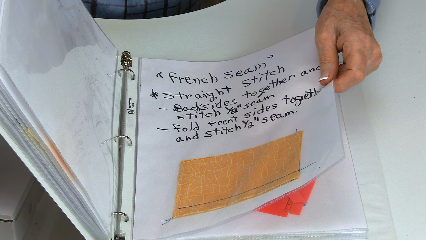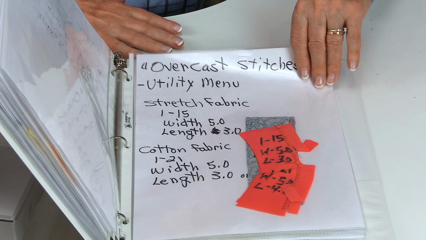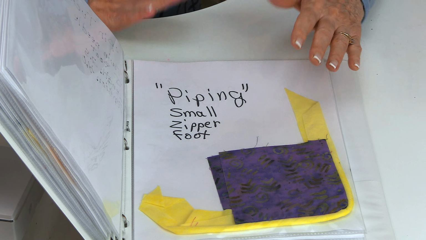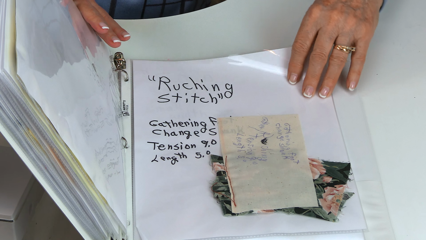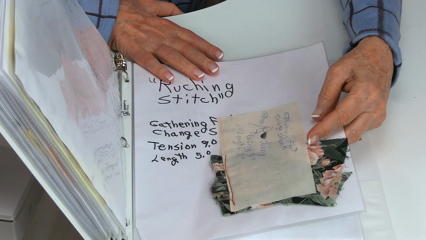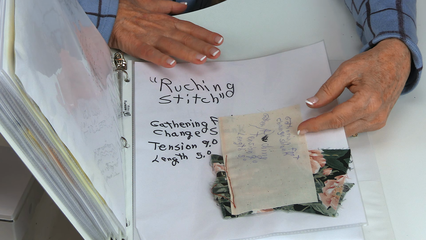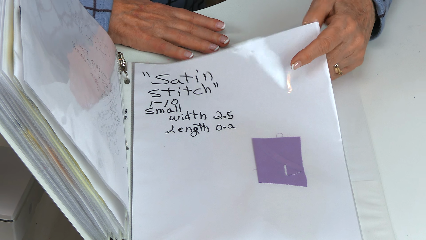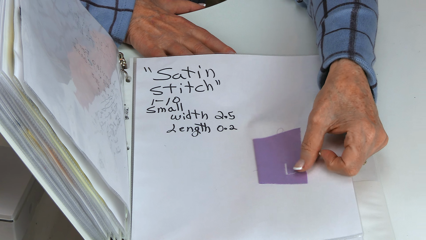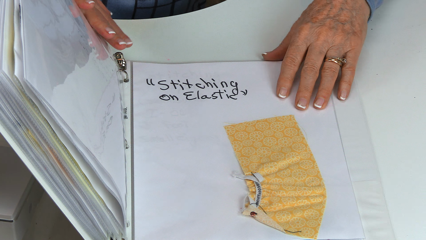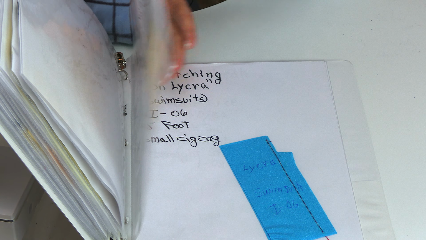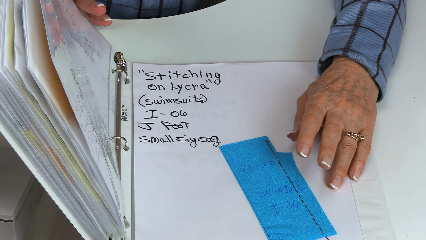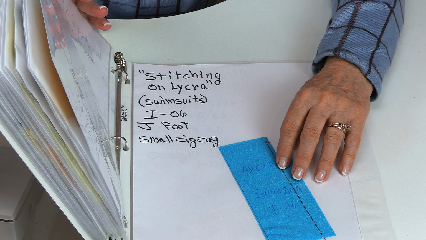So I've got things on French seams, overcasting stitches. It just goes on. Pin tucks. Everything is right there. Piping, ruching, which is used on your really nice dresses and formal wear, wedding dresses. They do that. It's a type of gathering stitch. And then satin stitch, what I did for this tiny little satin stitch so I can remember. And then stitching on elastic. Everything is there. How to do a seam on a swimsuit on Lycra fabric.